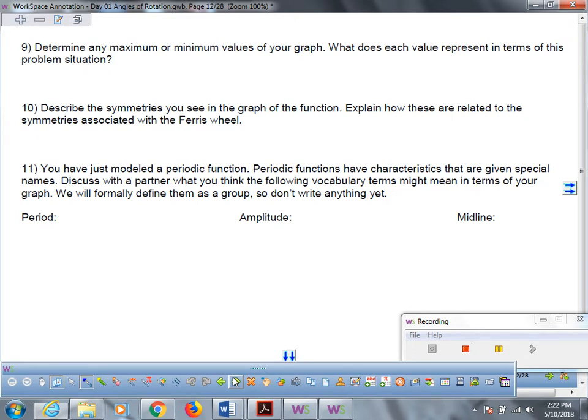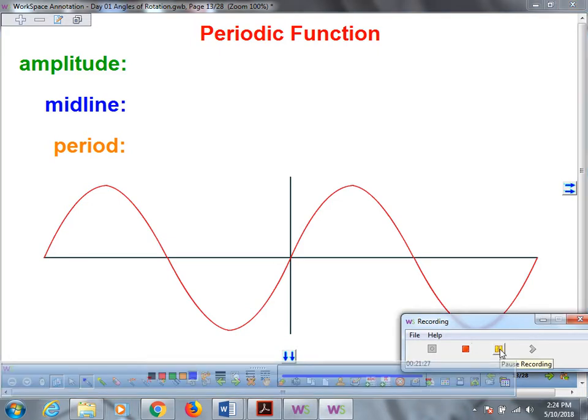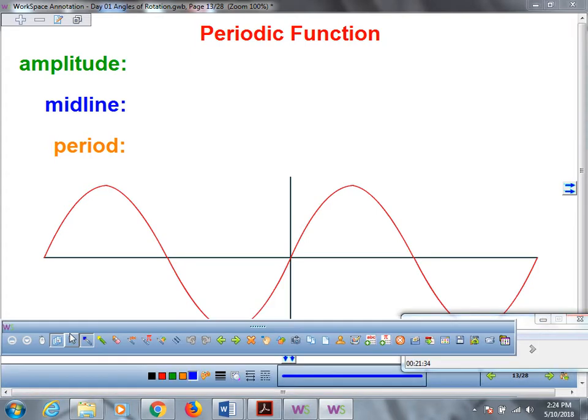So on the very back of your worksheet, I'm not really concerned about number 9 and number 10. It's number 11. I want to know what a period is, what an amplitude is, and what a midline is. I think it's more important that you come up with these definitions. So talk in your table groups about what you think an amplitude, a midline, and period is. Just take your best shot. Okay, so what do you guys think? Let's start with whatever you guys want to start with. Raise your hand. Let's do midline.